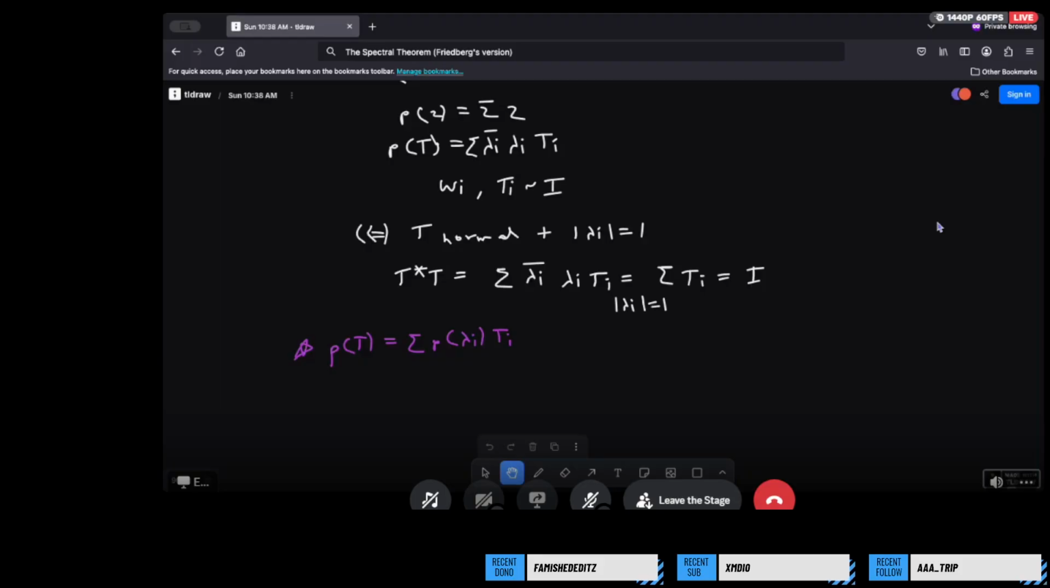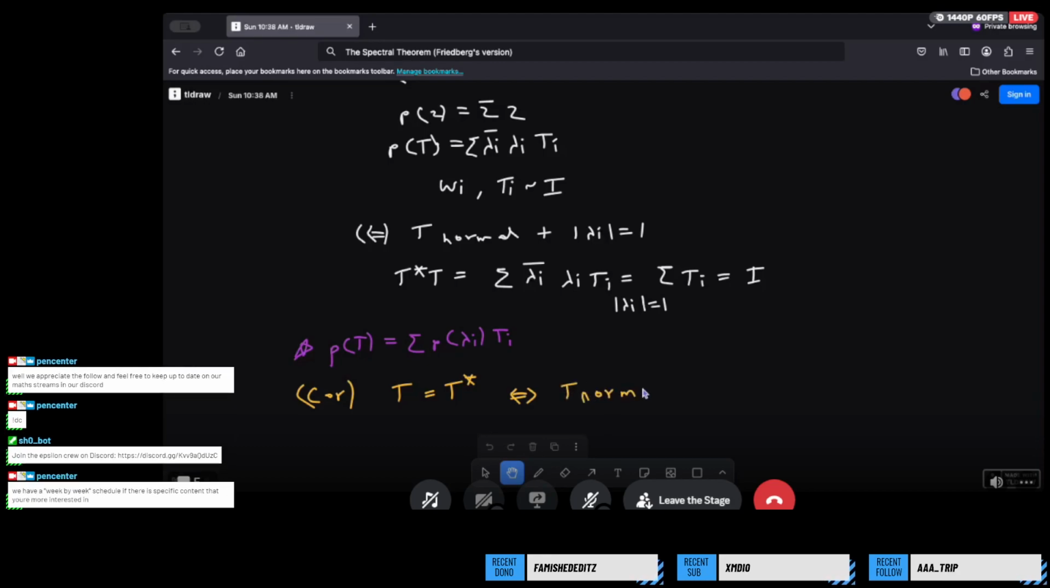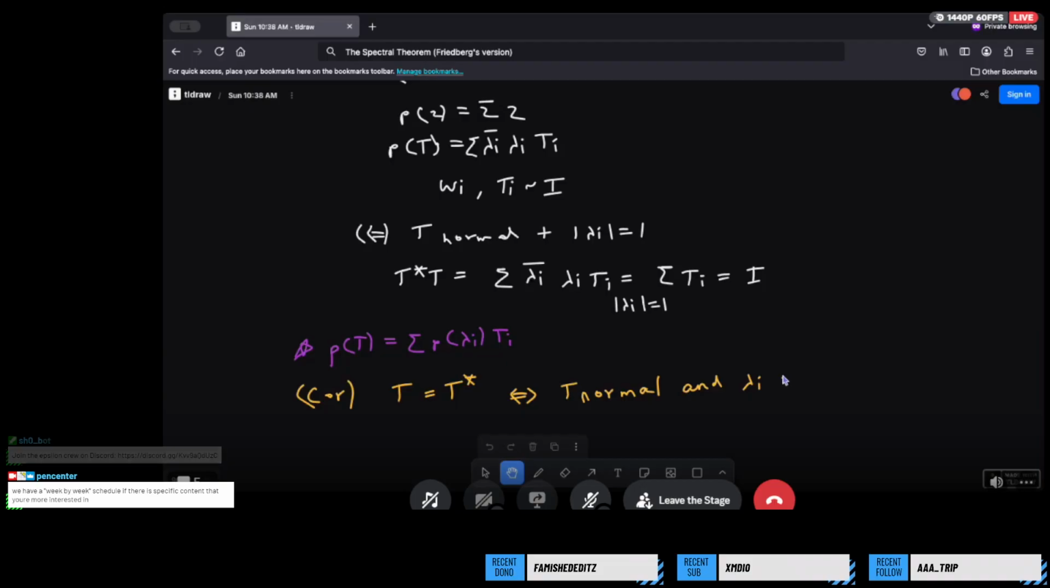And we get another corollary, which gives me a condition for self-adjointness, as in T is self-adjoint. So T equals T star if and only if T is normal and the lambda I are in R, right? And the proof of this is again extremely easy.